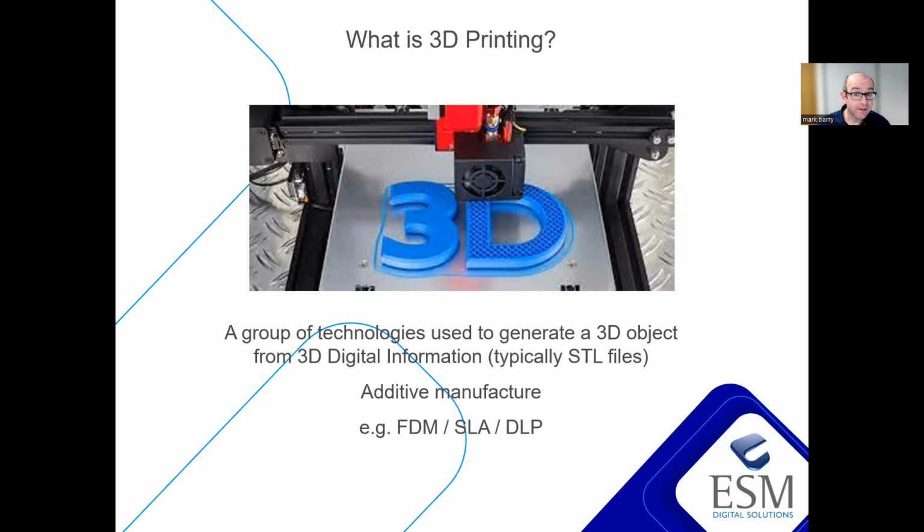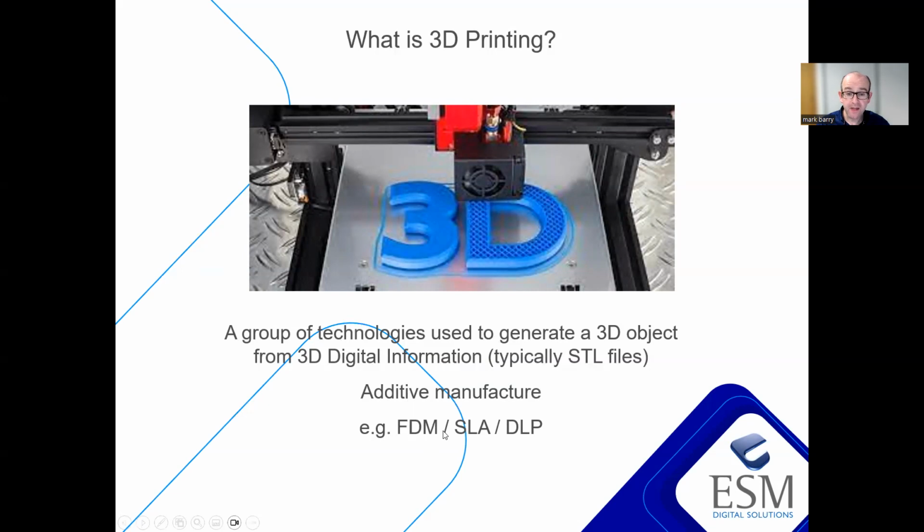You start off with nothing and you gradually build up the object that you're looking for, as opposed to subtractive manufacturing, of which milling is a typical process, where we start with a block of material and then we have a milling burr that removes material and we end up with the object that we want. So examples of 3D printing are FDM (fused deposition modeling), SLA and DLP.